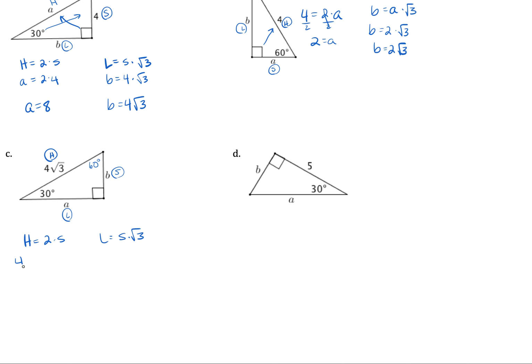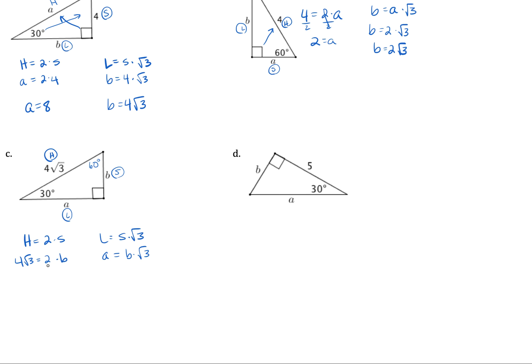H is 4 times the square root of 3 in my picture, equals 2 times short leg, which is B. So I know that right here I should be able to find B. I'll come back to it in a second. L in my picture is A. S for my short leg is B. So I do have a problem here. I have two unknowns. But if I come back over here, I should be able to find one of those.